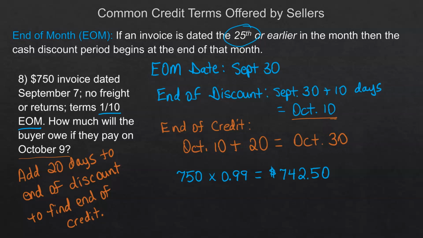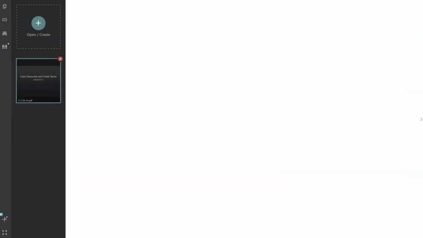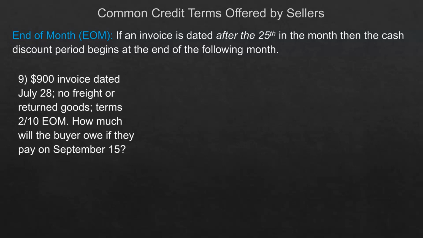Now, what happens if EOM is after the 25th? I had a blank slide and had to take care of that. So notice it says if it's dated after the 25th of the month, then the discount period begins at the end of the following month.